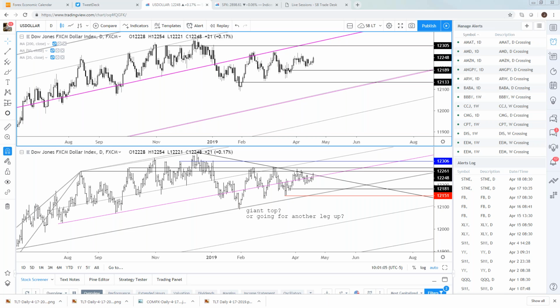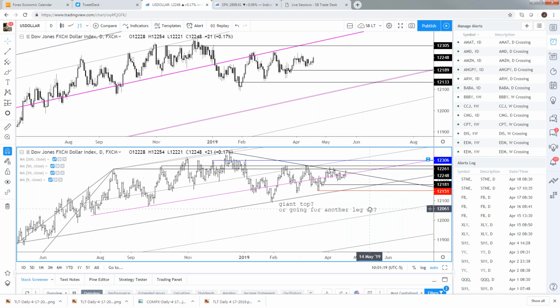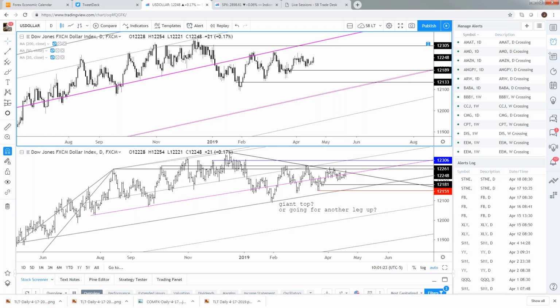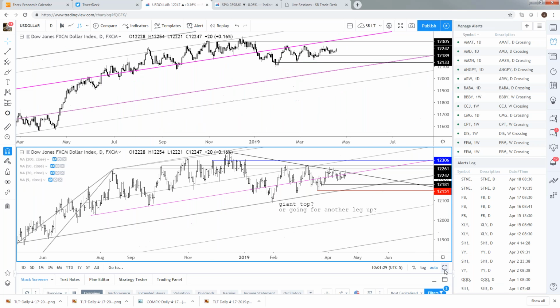All right, let's begin. We'll start with the $2 charts. All right, here we go. Are we about to explode through the top side, or are we about to roll over again?